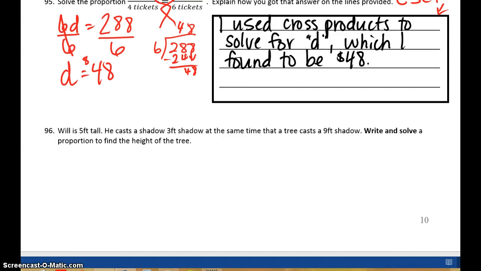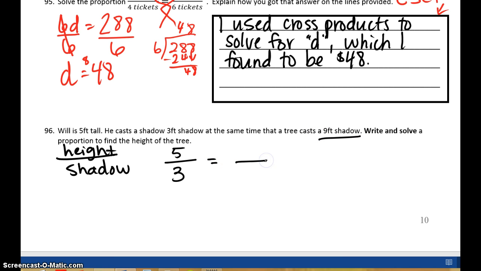The last question on this page says, Will is 5 feet tall. He casts a shadow of 3 feet at the same time that a tree casts a 9-foot shadow. Write and solve a proportion to find the height of the tree. So I'm going to do height over shadow, just because that's what's given to me. I could do shadow over height. Either one doesn't really matter, as long as you're consistent. So I'm going to do 5 over 3 equals, now I'm only given the shadow, so I put 9 in the denominator. I'm going to put x in the numerator because I'm solving for x.